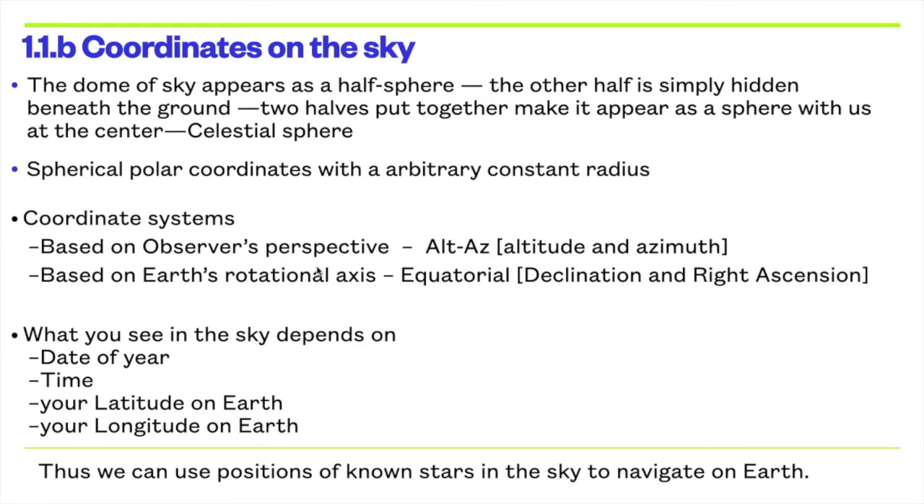The other system is based on Earth's rotational axis. That is, the z-axis of this system will be Earth's rotational axis, and the xy plane will be Earth's equatorial plane. So this is called the equatorial coordinate system. There are quite a few other coordinate systems also, like the galactic and supergalactic coordinate systems, which are important when we are observing the dynamics of a galaxy and so on.